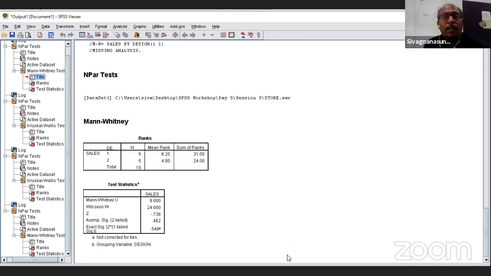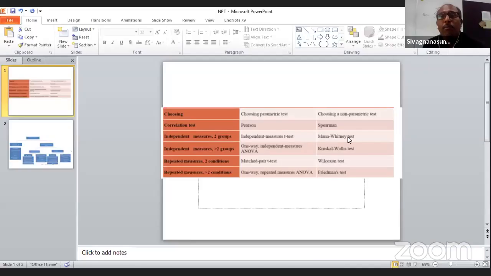Yeah, next. So what we have done is, independent sample t-test, and then the equivalent non-parametric test is the Mann-Whitney test that we have done. We have compared two samples, that is store design 1 and store design 2. Is there a significant difference in the ranking?